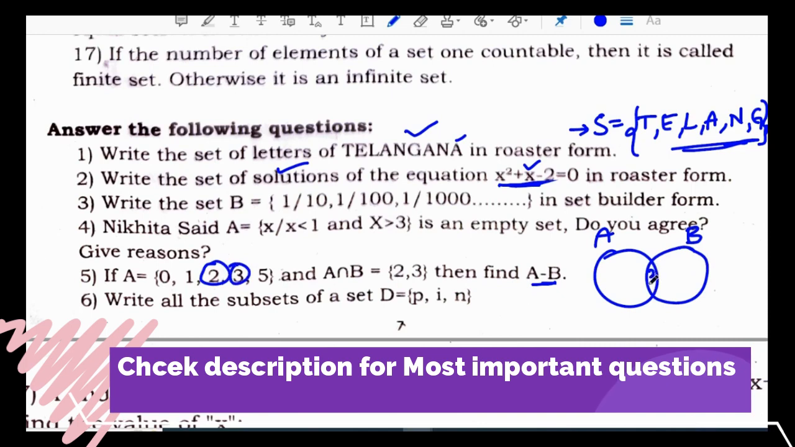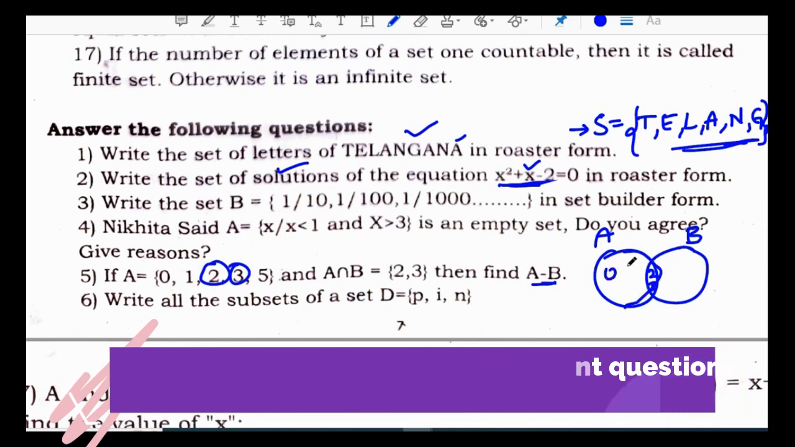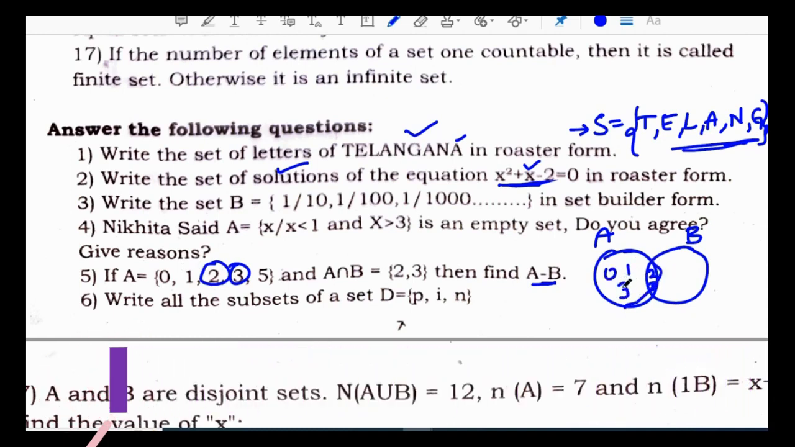I will write it in the A intersection B part. This part is called A. So the remaining elements 0, 1, 5, I will write in the A set. Then A minus B is this part. Only A without B, this part without the intersection, we call it A minus B. So A minus B is nothing but {0, 1, 5}.